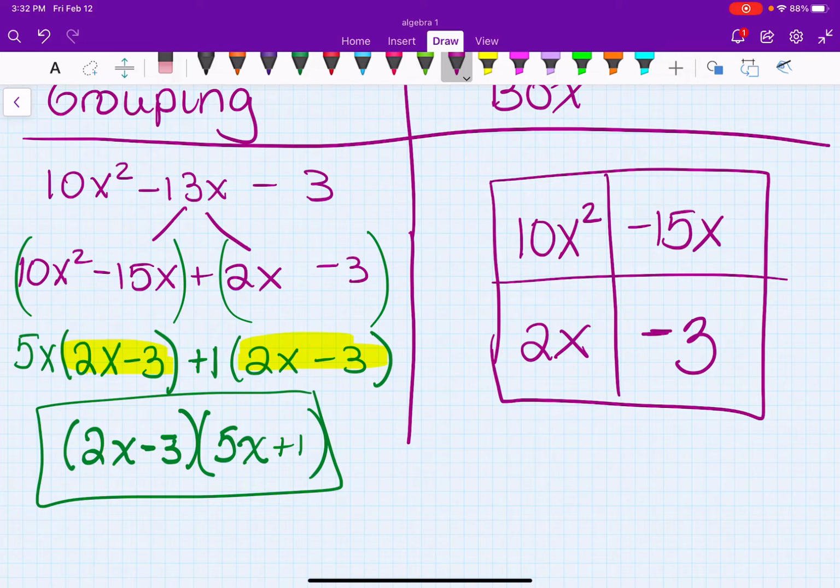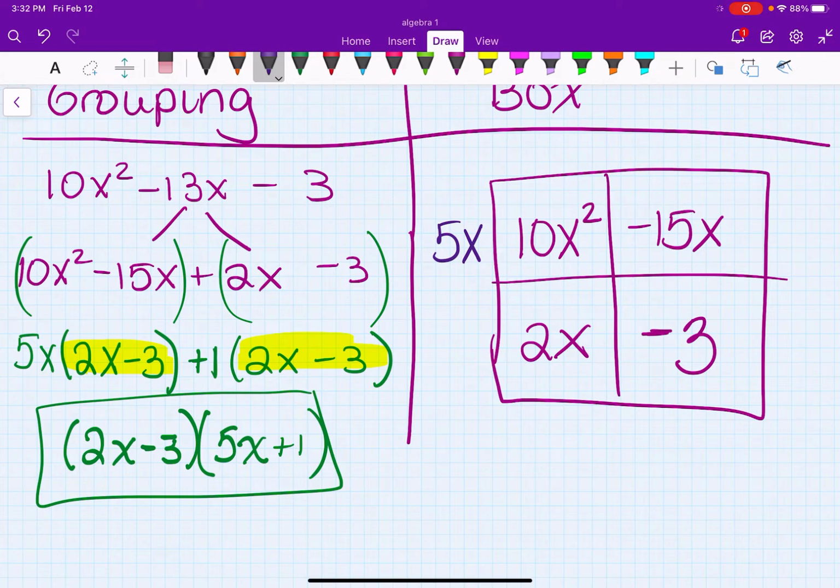Take your GCF of your first row. First row GCF is 5x. Don't take a negative there. In the next row, there's a 2x and a minus 3. Now, I'm a little concerned about that negative, but I think I'm going to deal with that later. But what goes into 2x minus 3?